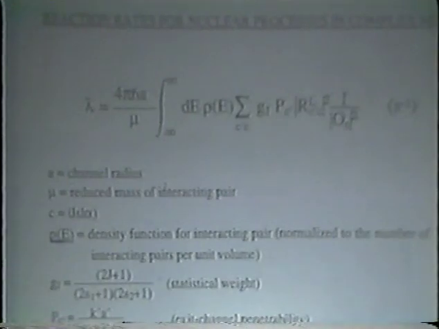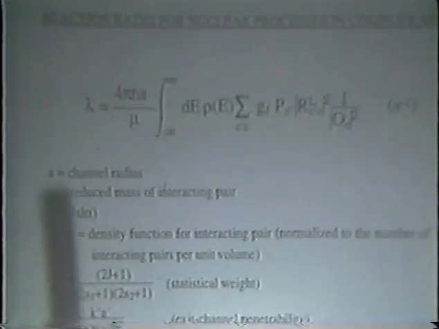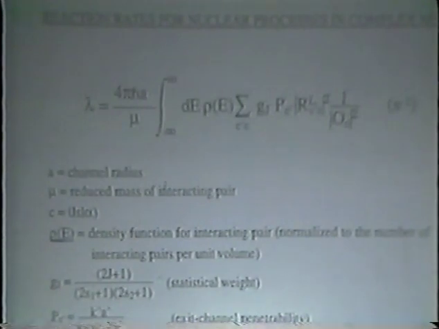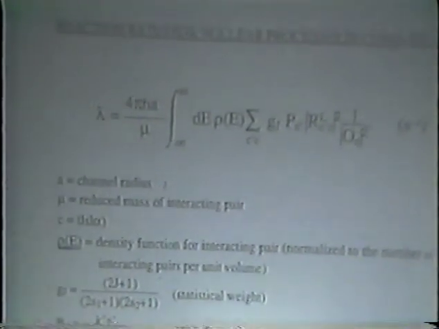So if we know this potential, and if we also know the energy distribution of the interacting particles, we can calculate this rate. This rho of E, of course, is a familiar thing for a plasma physicist, because this is just taken to be a Maxwellian velocity distribution. But again, in this case, we don't know exactly what it is. So we've done some calculations using a very simple analytic form of the potential.